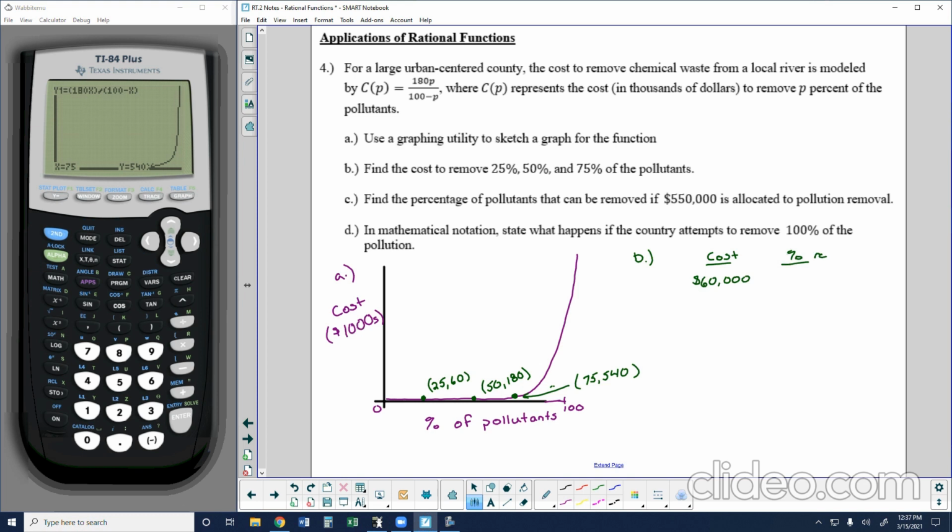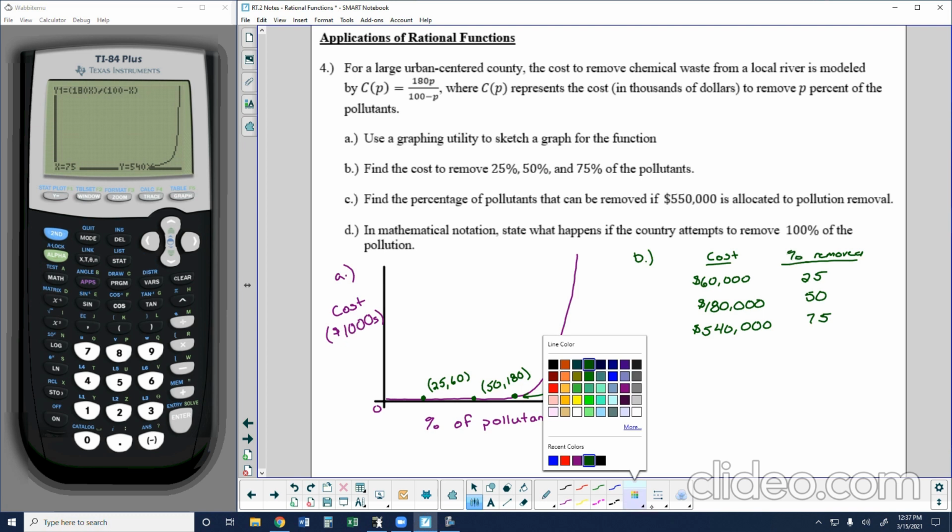So percent removed would be my second category here, I'm just going to make a quick table. So $60,000 to remove 25%, $180,000 to remove 50%, and $540,000 to remove 75%. So you could put that into a sentence, you could put that into a table. We just want to represent that information in some way that is representative of our graph.